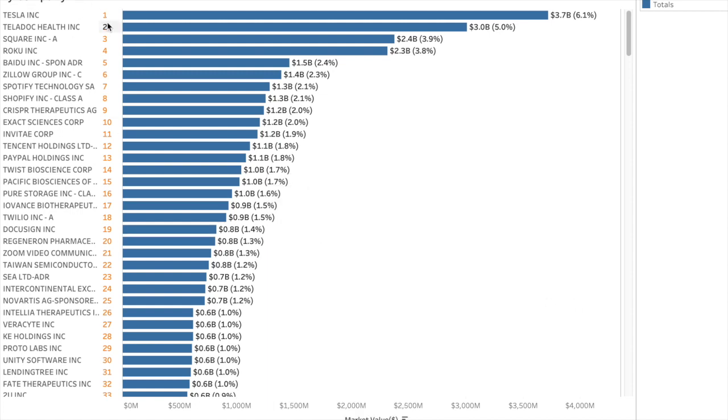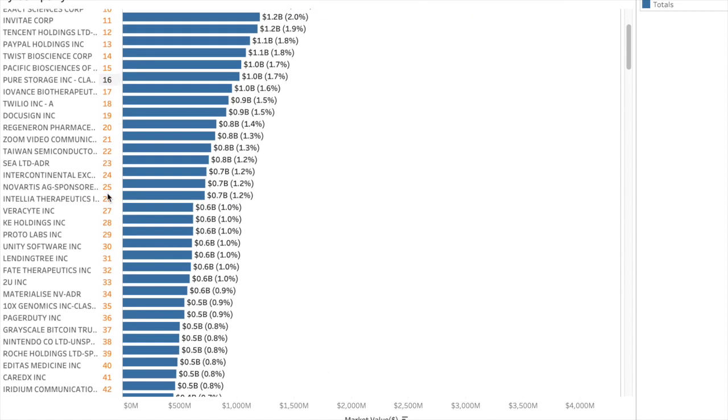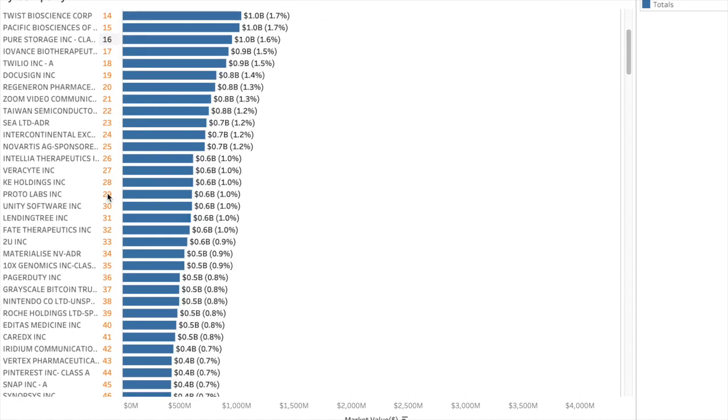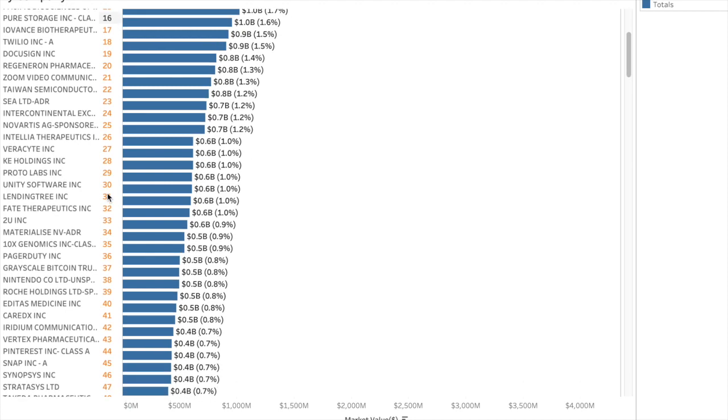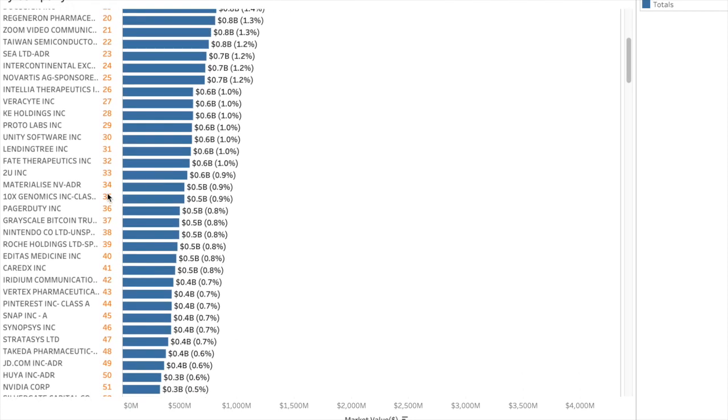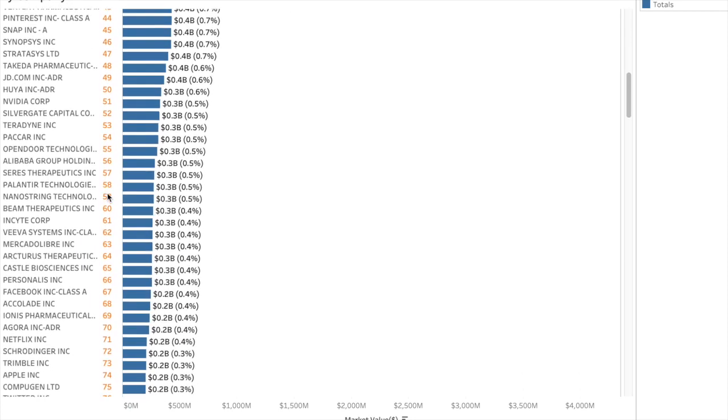So this is the ranking, Tesla obviously being number one there. Let's go down and see. This is a list of 265 companies that they have diversified their total money in. So let's take a look at where Nano Dimension sits.